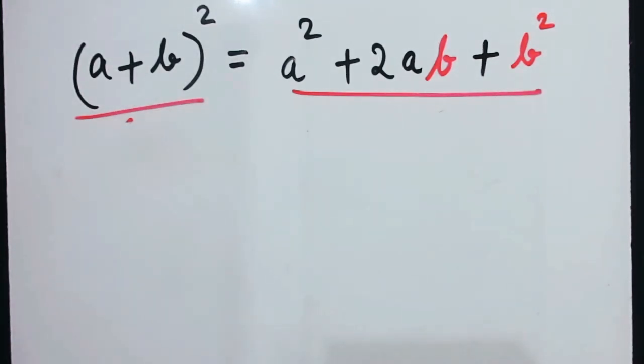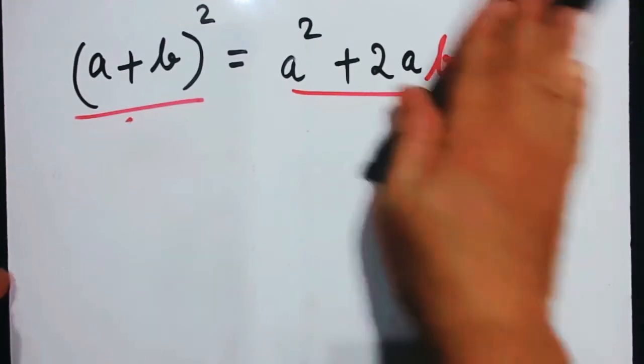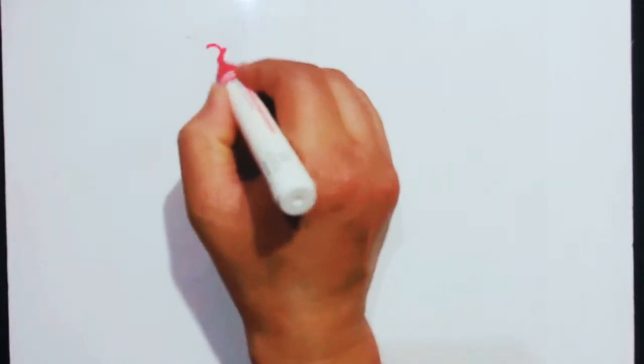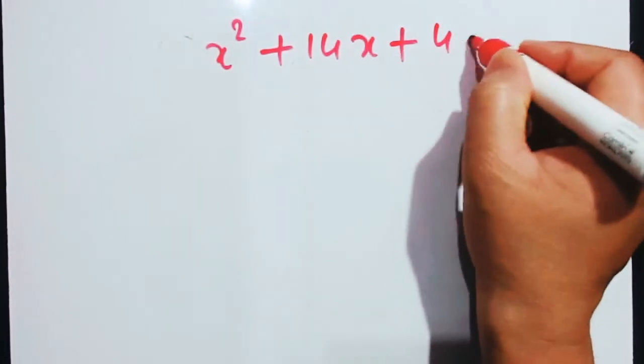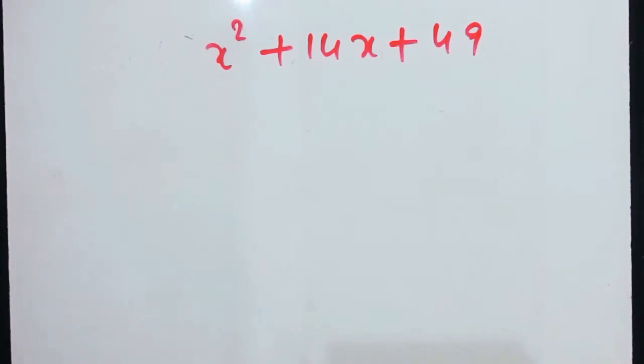So now let us see whether the given expressions are a whole square or not. X square plus 14x plus 49. So my dear, have a look.